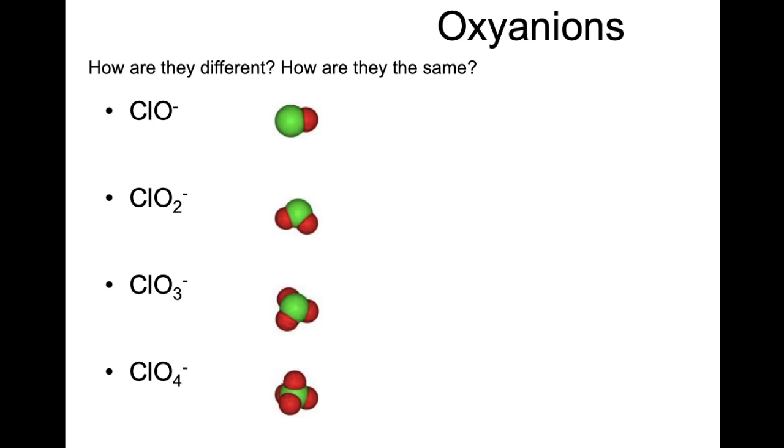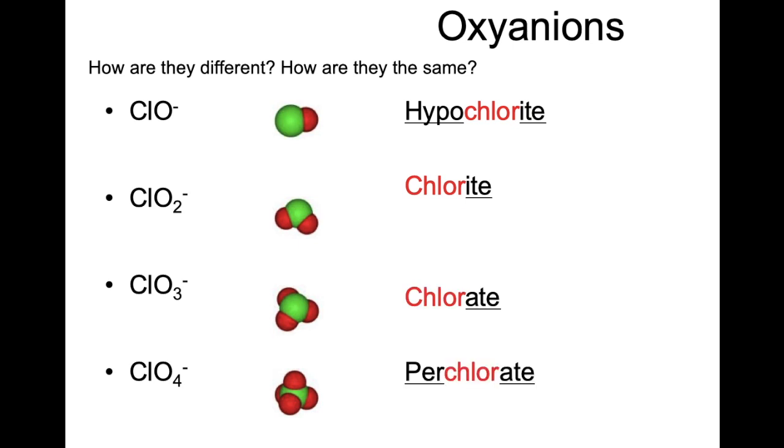Here we have some oxyanions of chlorine. If we look, they all contain one atom of chlorine. They all have a -1 charge, but they have different numbers of oxygen. You can also see that in their molecular shapes. Now, let's look at their names. ClO is called hypochlorite, ClO2 chlorite, ClO3 chlorate, and ClO4 perchlorate. Another thing they all have in common is they all have the root of chlorine, chlor, in their name.